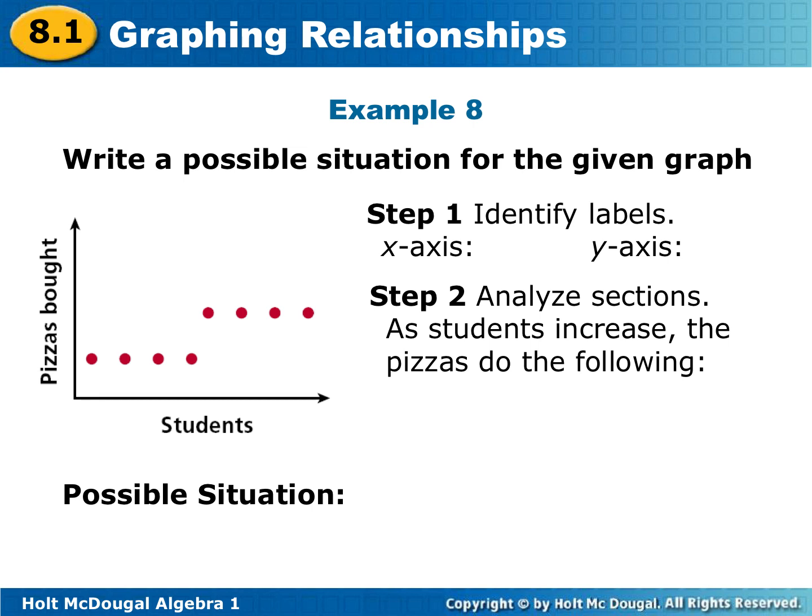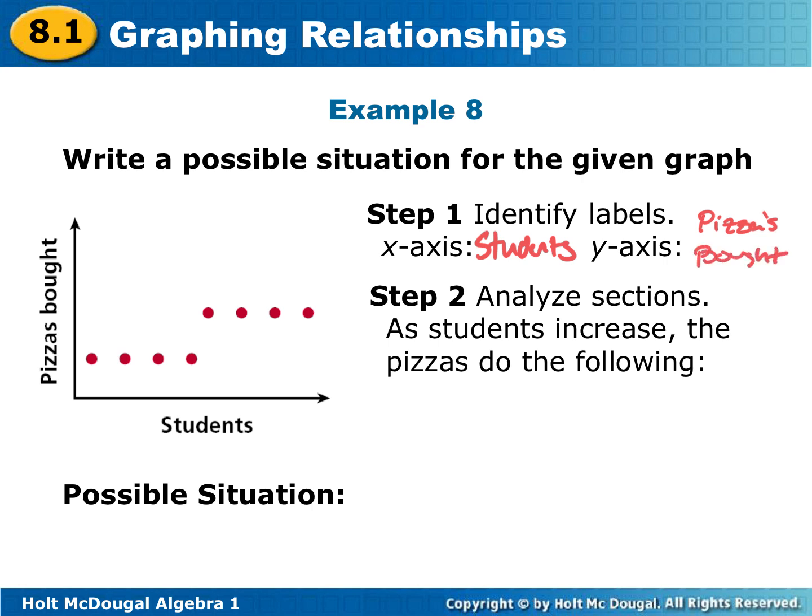All right, now, I want to do another one right here with you on 18, and then I'm going to talk to you about what the rest of class is going to look like. I want you to write a possible situation for the given graph. Well, the first thing I notice is the graph is not connected. So this is going to be some kind of discrete graph. Let's find our axes. What is the x-axis? Students. What is the y-axis? Pizzas that were bought.